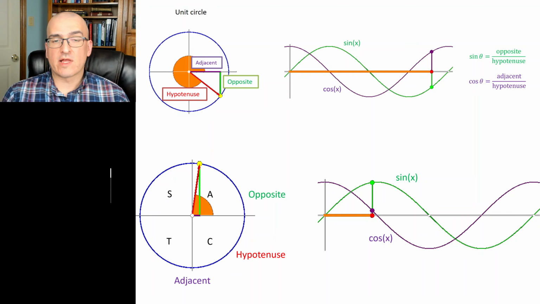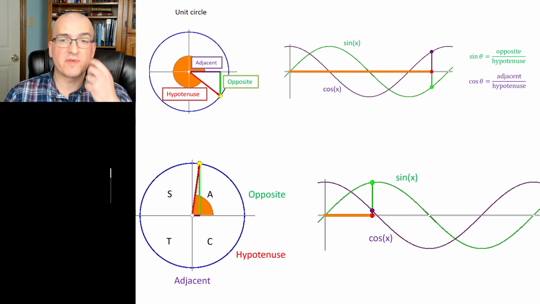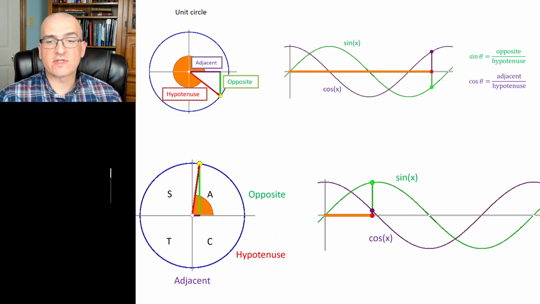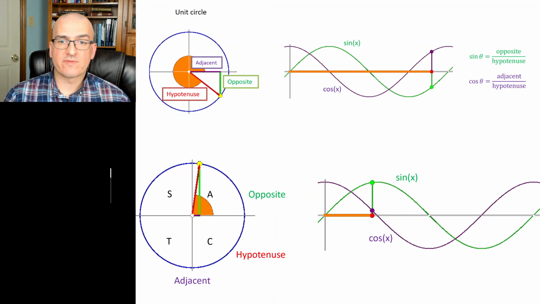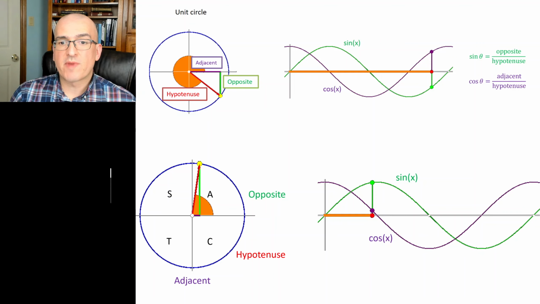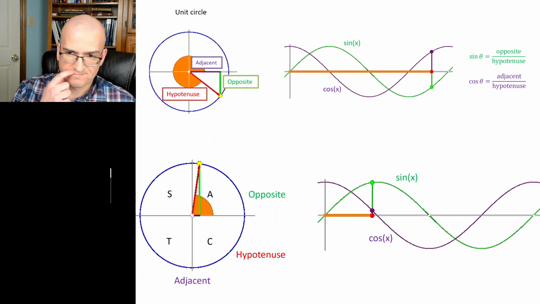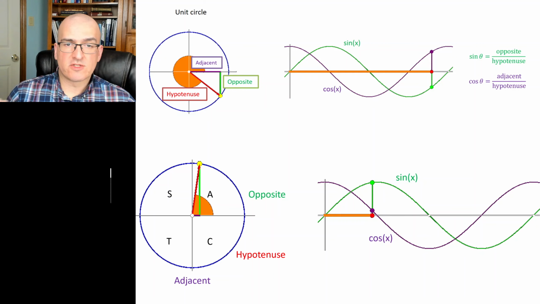Now, I mentioned that the hypotenuse is always a positive quantity. We never allow the hypotenuse to become negative. The opposite and the adjacent, however, can become negative. The opposite is given by this green line. The length of that line is the opposite side. The purple line, which is kind of hidden right now, is the side that we call the adjacent. Cos is adjacent over hypotenuse. Sine is opposite over hypotenuse.